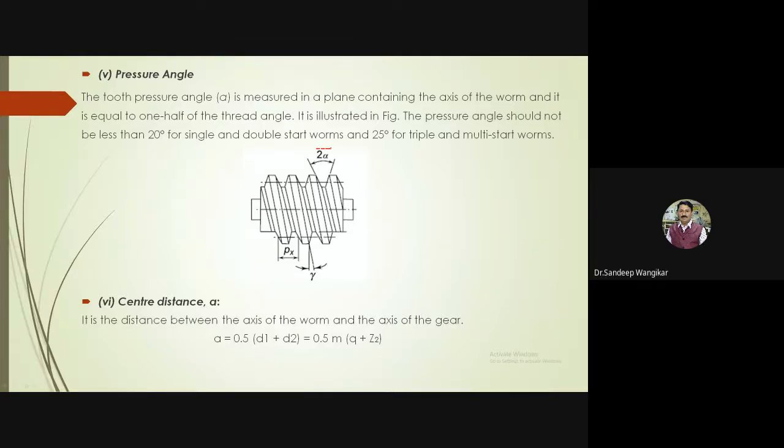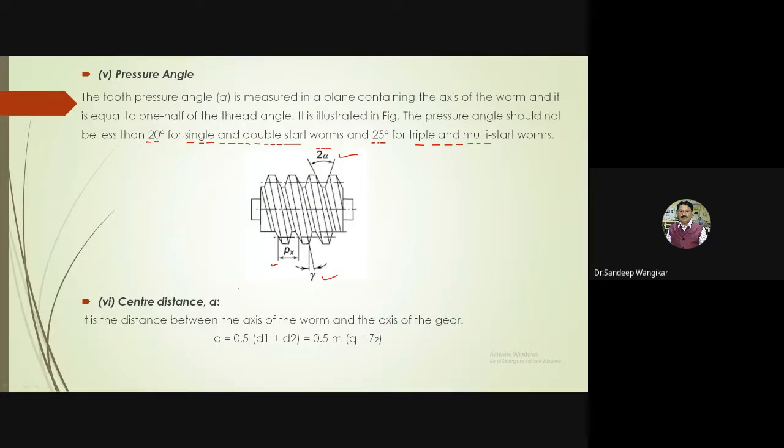The pressure angle should not be less than 20 degree for single and double start thread. So some guidelines are given. For single and double start thread, it should not be less than 20 degree, and it should not be less than 25 degree for triple and multi-start thread. Here Px, the pitch is shown, then the lead angle is shown, and this pressure angle is shown.